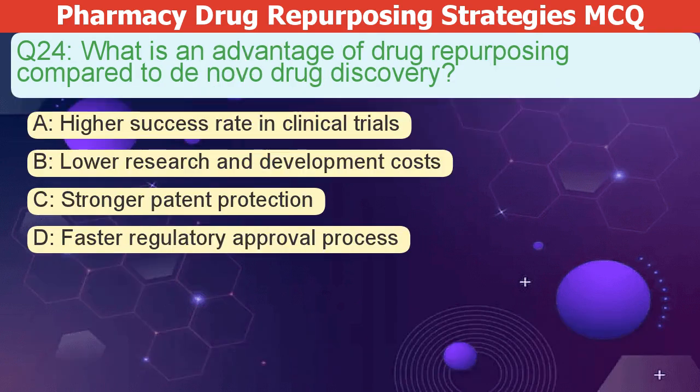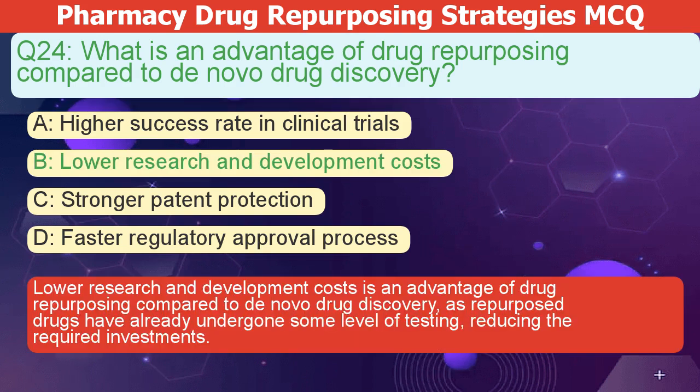What is an advantage of drug repurposing compared to de novo drug discovery? A. Higher success rate in clinical trials. B. Lower research and development costs. C. Stronger patent protection. D. Faster regulatory approval process. The correct answer is B. Lower research and development costs are an advantage of drug repurposing compared to de novo drug discovery. Repurposed drugs have already undergone some level of testing, reducing the required investments.